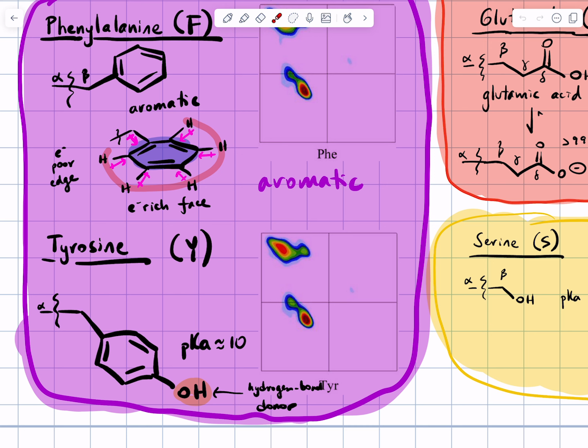Okay, any questions so far? Some of you may want to know what is the pKa of the indole NH. It's high enough that we don't worry about it at biological pH. All right, other questions?